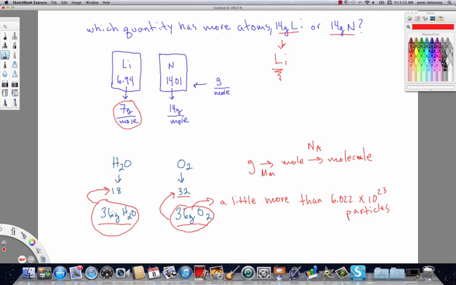On the other hand, the water literally is twice this value, right? 18 times 2 gives you 36. So this is approximately 2 moles of compound, 2 moles of H2O. So this quantity contains more particles. So this has more than 36 grams of O2. More than 36 grams of O2.